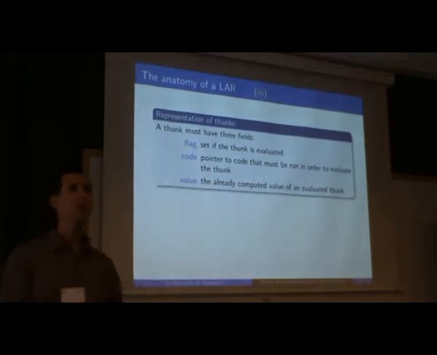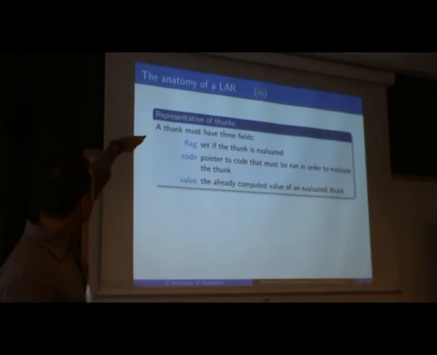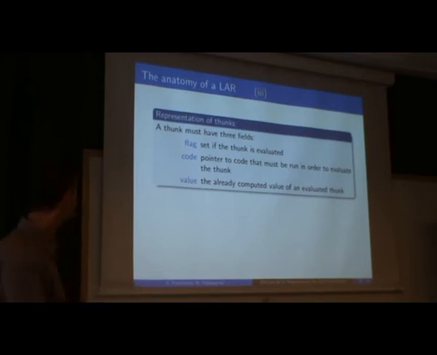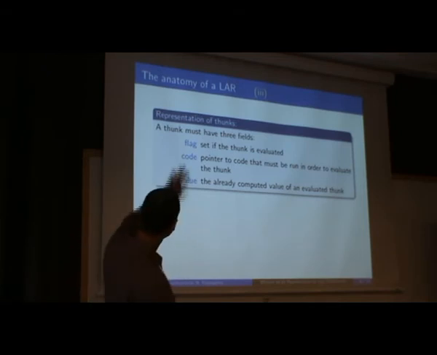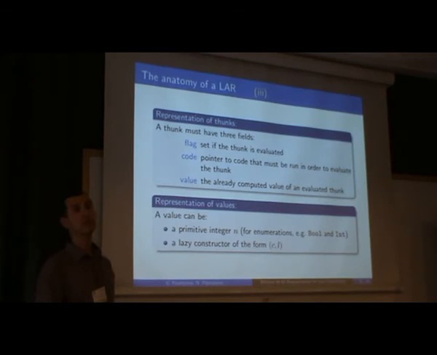Except for lars, we also have thunks, and we need a representation for thunks. The standard representation for a thunk has three fields. The first one is a Boolean flag, whether the thing is computed or not. If it is computed, we need the value that was the result. And if it's not, we need the code pointer. So this is standard. And of course, we also need a representation for values.